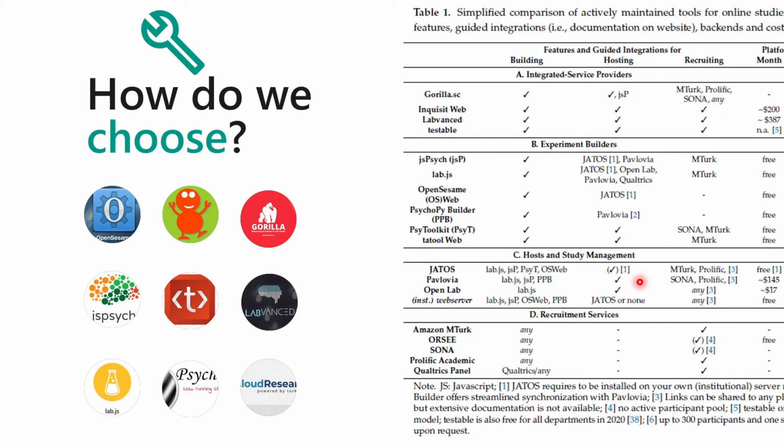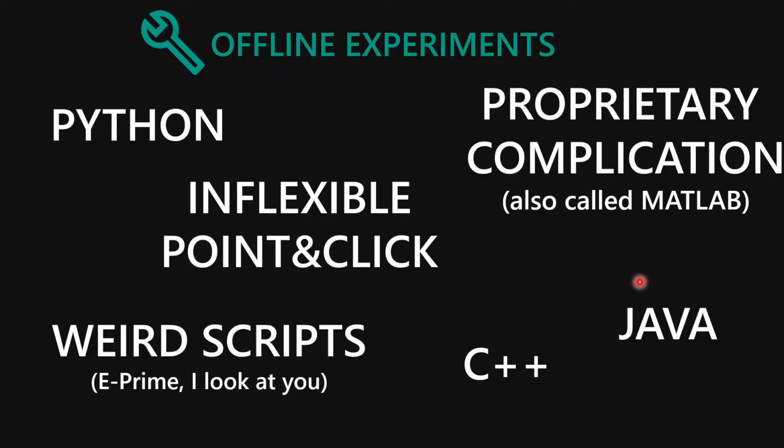And this is basically the benefit that there is in online experiments. Once you tested out a tool and get to know a tool, it's comparably easy to switch to another tool. Because offline experiments are often programmed in very inflexible point and click interfaces or combined with weird scripts. Some are programmed in Python, some in C++, some in Java, and well, some have some kind of proprietary complications, which is also called MATLAB.